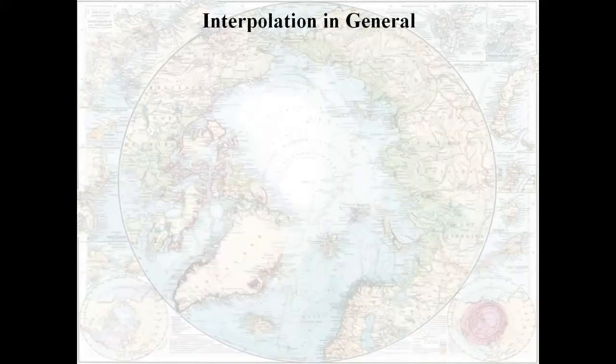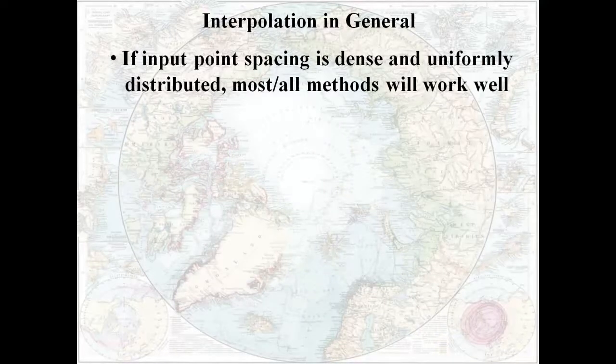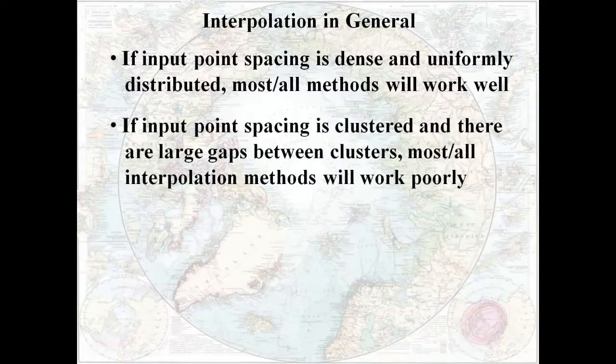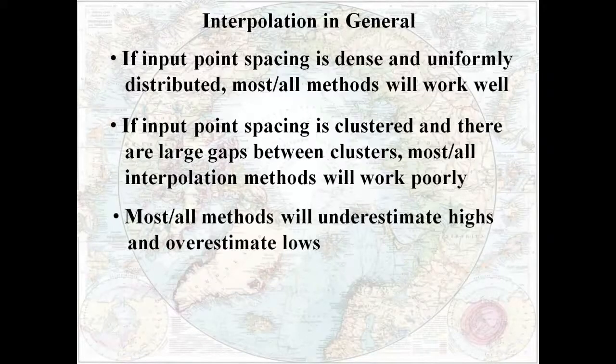Okay, interpolation in general, I've given you 5 different ways to do it now, so there's some generalizations you can draw about interpolation. If you got a lot of points and they're uniformly distributed, all 5 of them are going to do a pretty good job. If you got clusters or there's large gaps between the clusters, most of these methods are not going to do a good job. So no matter what you do, you're not going to get a good interpolation. And most of the methods are going to underestimate the high points and they're going to overestimate the low points. They're going to cut off the peaks and fill in the valleys.